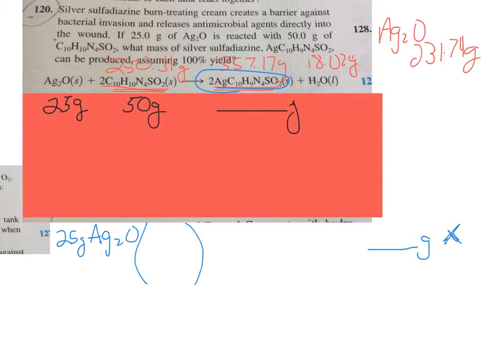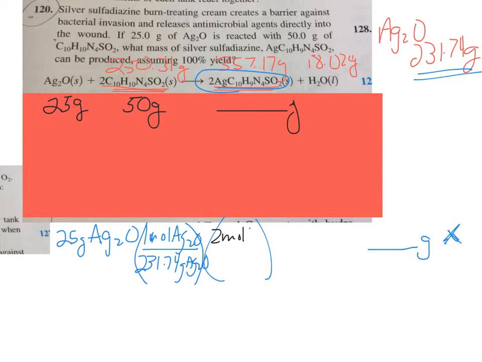All right, what's the molar mass of this? We need to get to moles, so we said the molar mass is 231.74. So 1 mole of Ag2O is equal to 231.74 grams of Ag2O. What's the mole ratio in our chemical reaction? 2 to 1, right? So we're going to do 2 moles of X for every 1 mole of Ag2O.